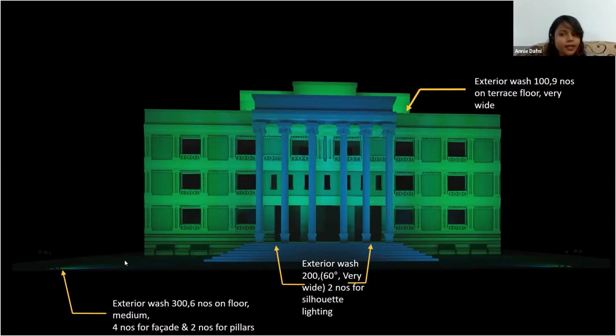And in this example, we've maintained an offset of 28 meters from the building, and I'm actually floor mounting the entire setup instead of the pole. So I'm using the exterior wash 300, 6 numbers, 4 for the facade and 2 for the pillars. Similarly, on the other side, I'm using 6 numbers, and the other remaining areas remain the same.